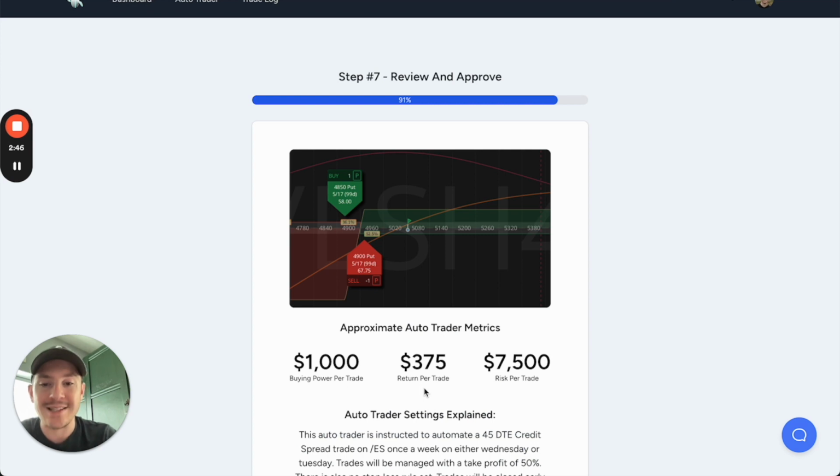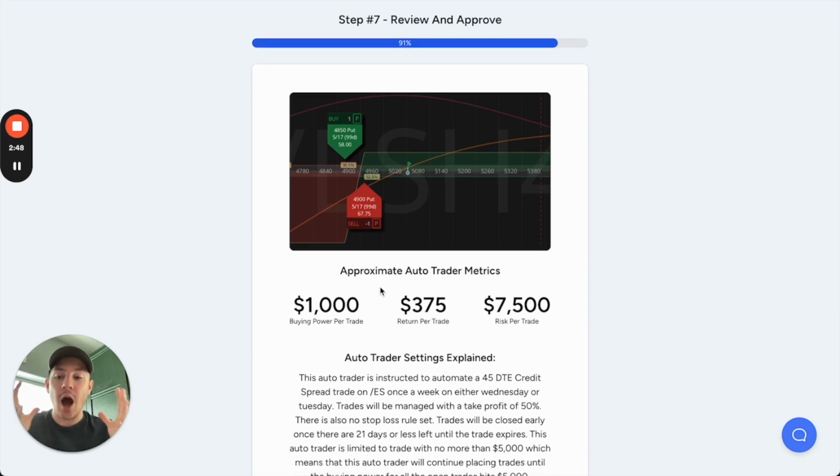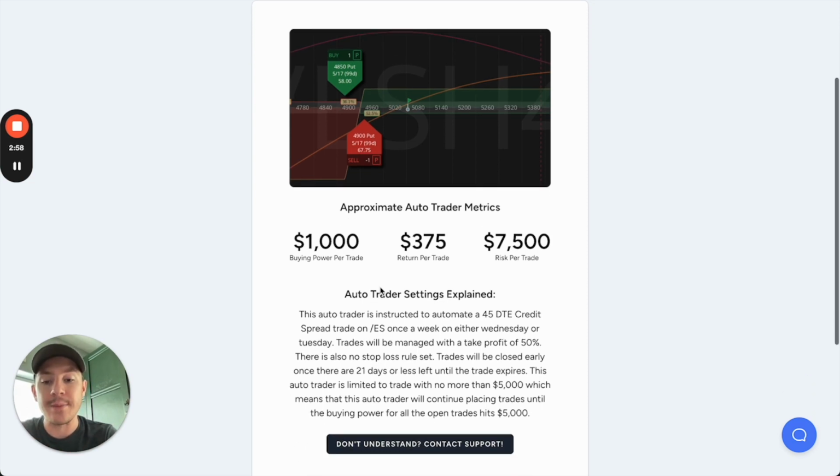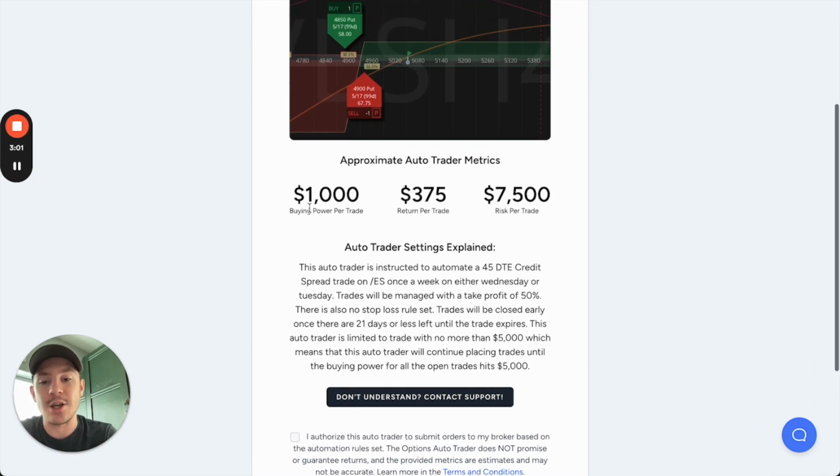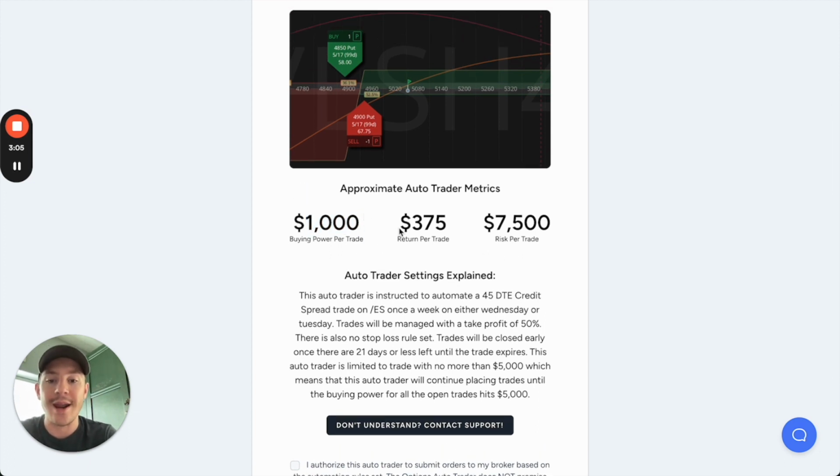Perfect. Just like that, we set up a credit spread automated strategy. So we've connected it to our broker. We said how we want to structure the credit spread trade, how often we want to enter, how we want it managed, and all our safeguards around it. And just like that, you can see here it takes about $1,000 of buying power per credit spread trade, and it will make roughly $300 per trade.